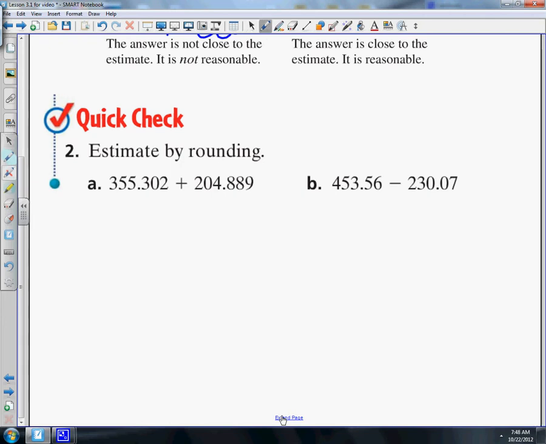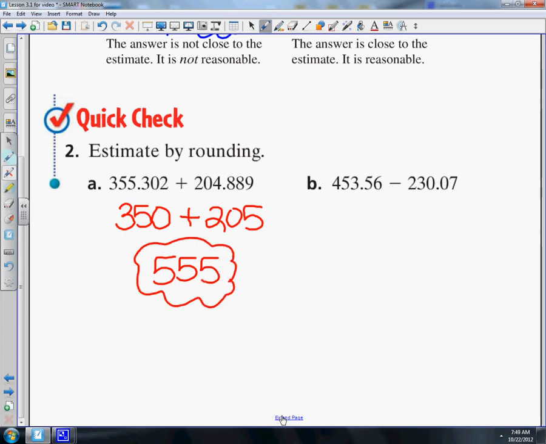All right. So 355.3, you might round to 350. And 204.89, I might round to 205. So my approximate answer would be 555. If you have 550 to 560, anything in between, it's right, as long as you're close. If you have 400, you're wrong. So it's pretty simple.